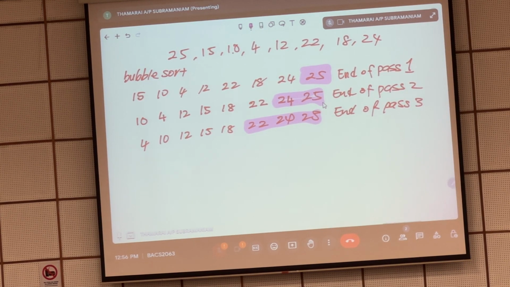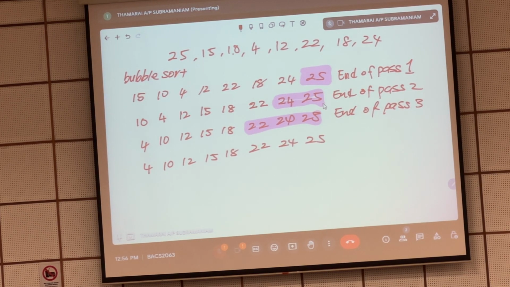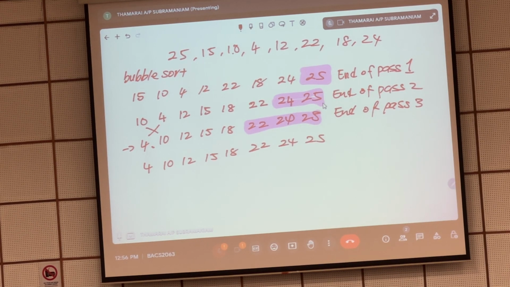No, because we did one swap. Okay, so now we check. 4, 10, 12, 15, 18, 22, 24, 25. Now it's sorted. Okay? You cannot stop here because we did swapping for this and this. Alright? Understand? So now from here to here, there's no swap. Right, because there's no swap, it's considered sorted.